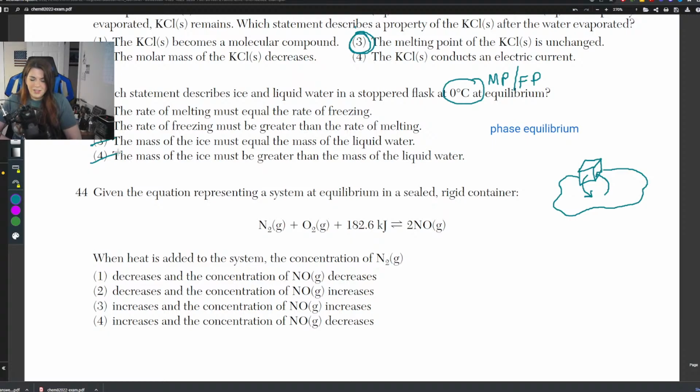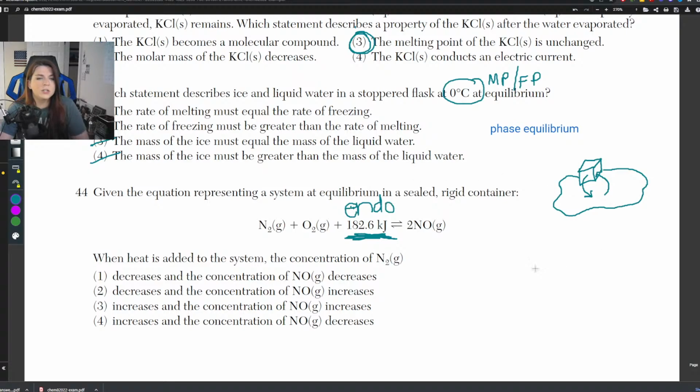Question 44, Le Chatelier's principles. There's a video on this. Given the equation representing a system at equilibrium in a sealed, rigid container, when heat is added to the system, the concentration of nitrogen does what? Okay. This reaction, currently, as it is written, the forward reaction from left to right, is endothermic. I know this is endothermic because heat is being added. It is a reactant. So this is endo.